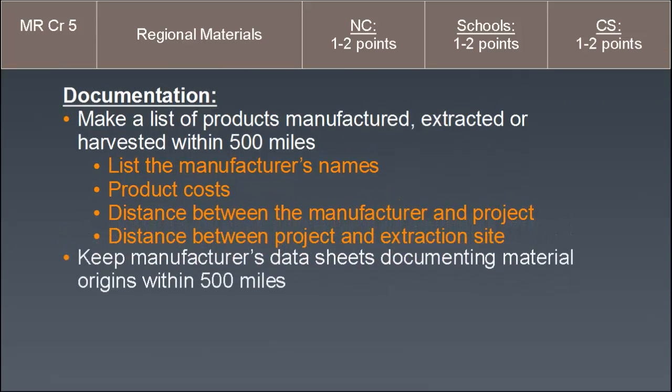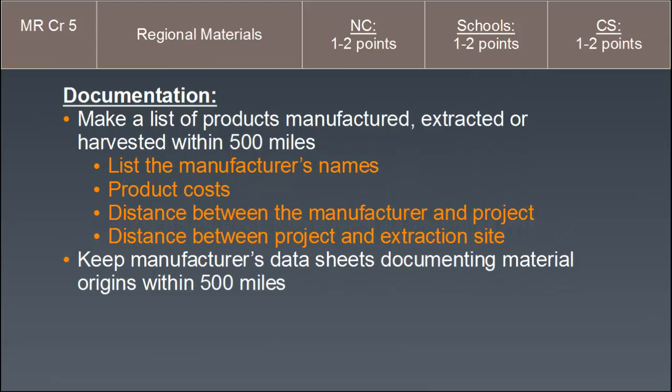Documentation: you need to make a list of products manufactured, extracted, or harvested within 500 miles, including a list of the manufacturer's names, product costs less labor and equipment, distance between the manufacturer and project, and the distance between project and extraction site. So both need to comply, or at least part of the assembly, with the manufacturing location and extraction site within 500 miles. It can't be just one of those, but it can be only a portion of the product total. It's an important concept to understand, and you may need to review.